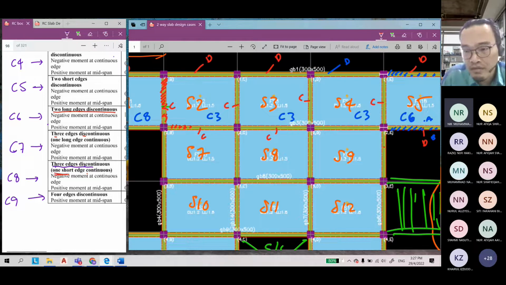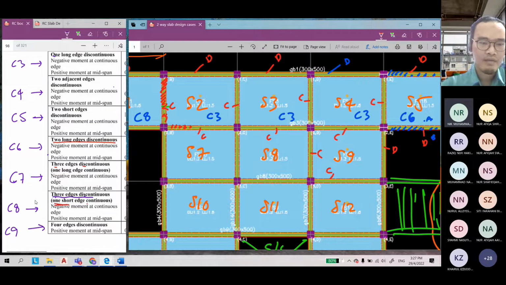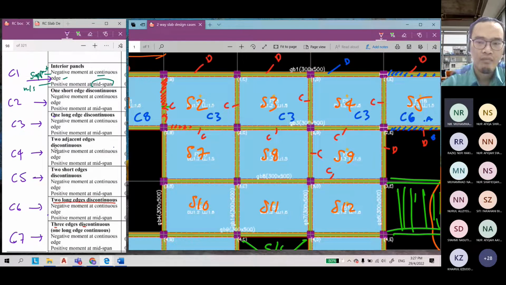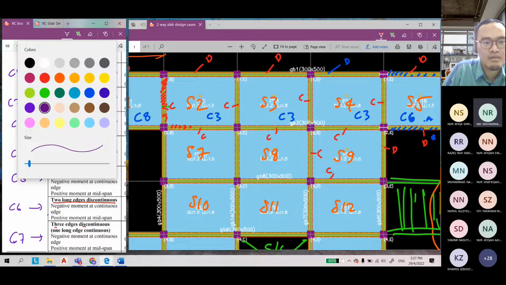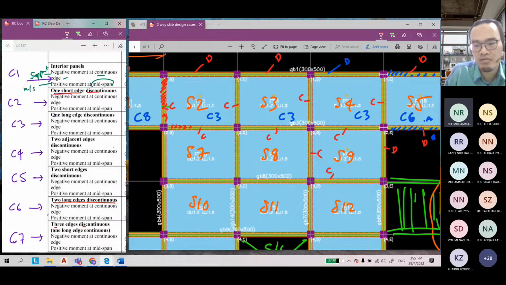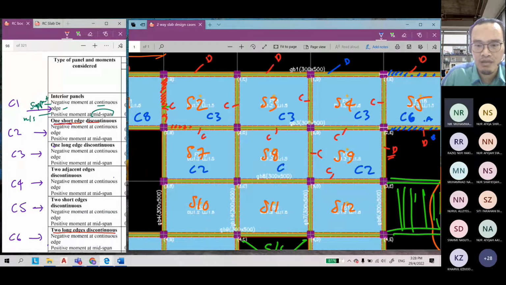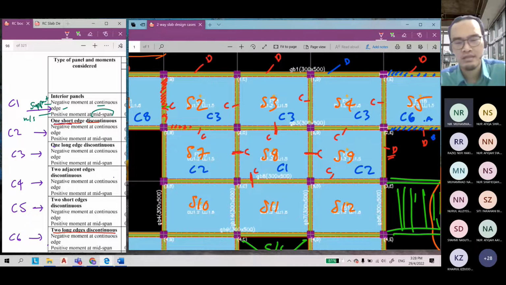And then how about slab number 9? This is discontinuous, continuous. Which case? Case 2, because only one short edge is discontinuous. This is the short edge of the slab. So it is case number 2. Slab 7 is also case number 2. How about slab number 8? Case number 1, because this is an interior panel, meaning all four edges are continuous, attached to other slabs. All four edges are surrounded by other slabs.